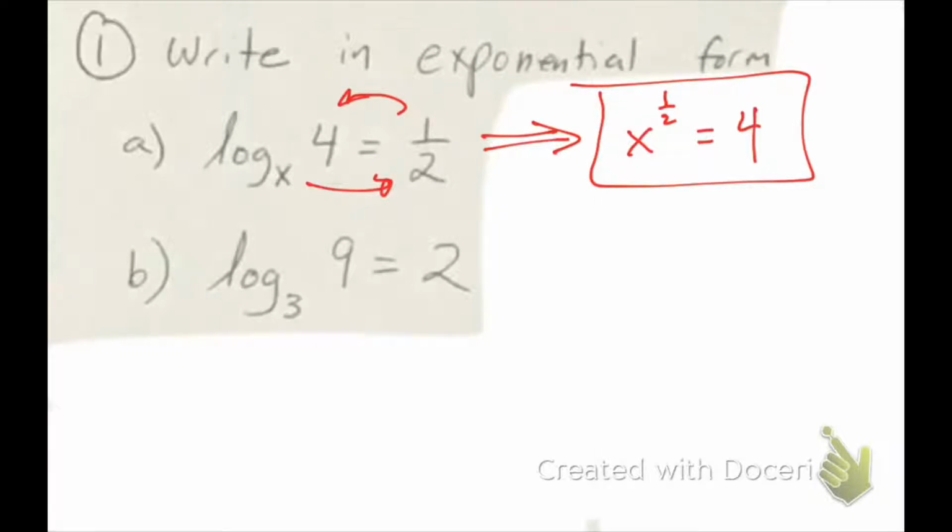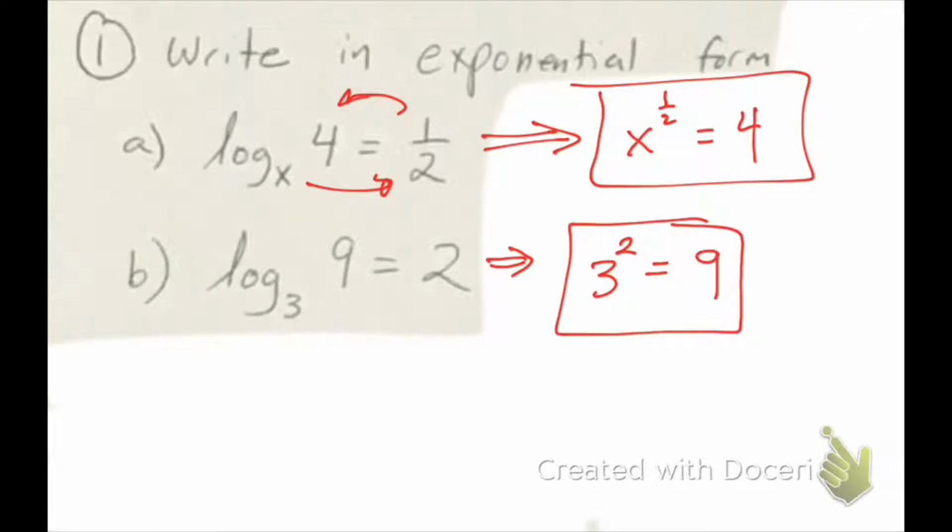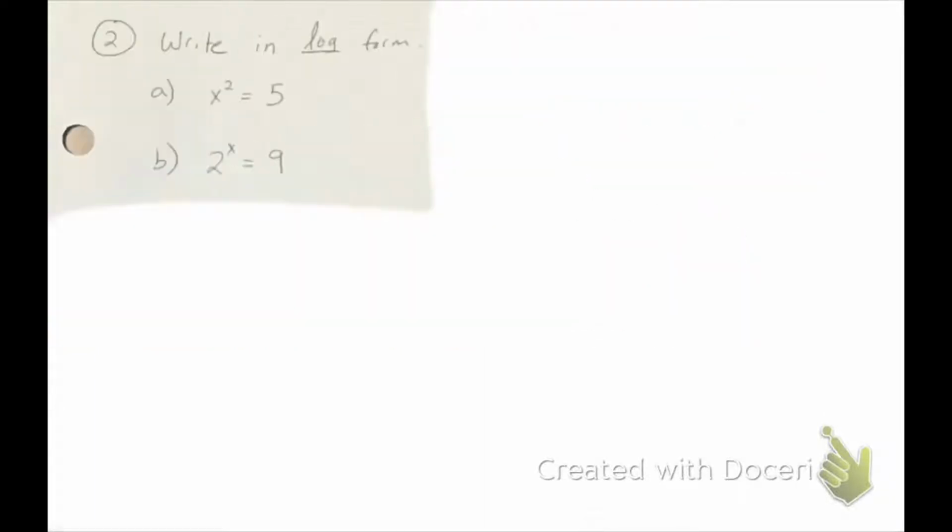Second one, log base 3 of 9 equals 2 in exponential form. I recycle, I get 3 squared equals 9. So question 1 and 2 are pretty straightforward, pretty easy. Let's look at question 1a and 1b. Question 2, let's look at how to write each of these in logarithmic form.